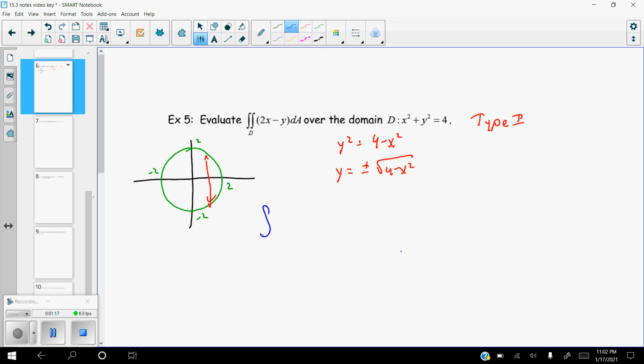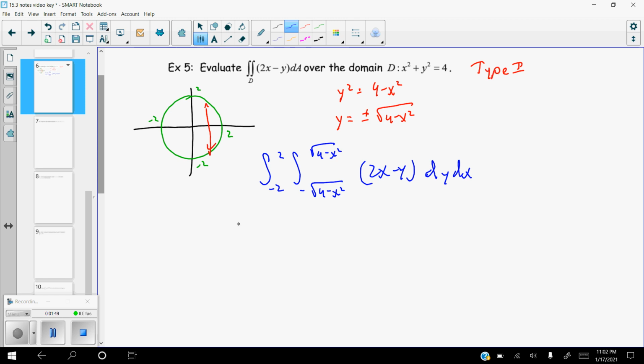So it looks like we're going to have the double integral. The x is on the outside from -2 to 2. The y is on the inside, so it's the negative square root of 4 minus x squared to the positive square root of 4 minus x squared, 2x minus y, again, dy dx because it's type 1. And it would not have mattered in this case because taking the antiderivative with respect to y or x first would not have created a problem.